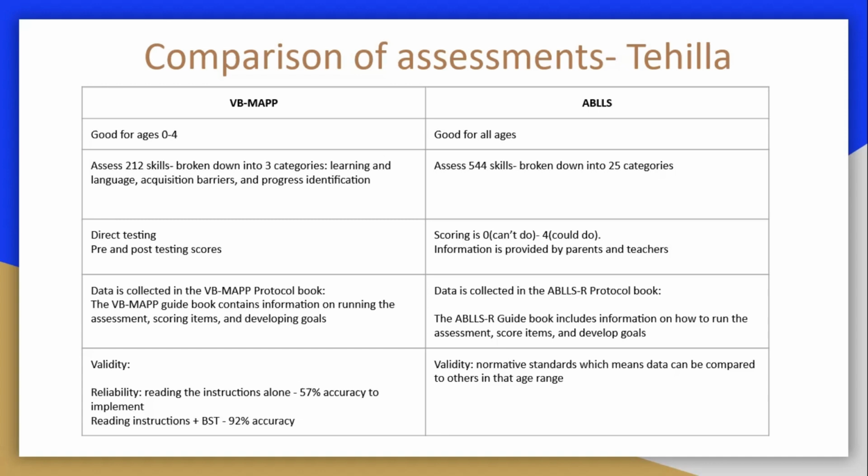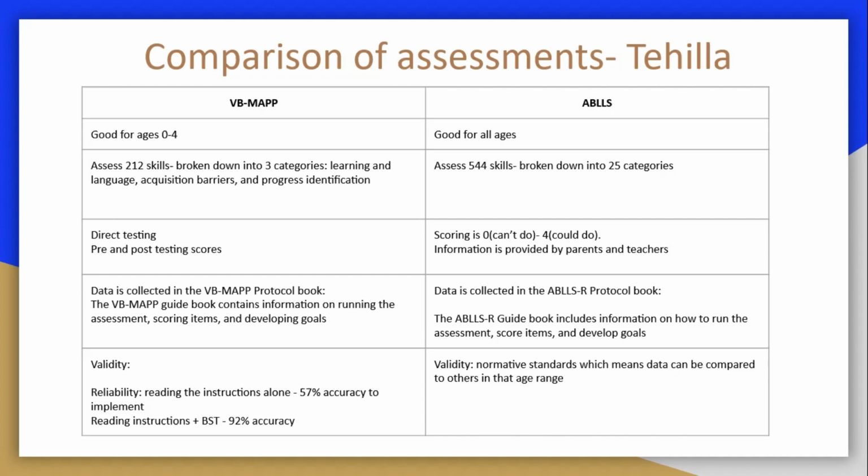For the VB-MAPP, data is collected in the specific VB-MAPP protocol book. The book contains information on how to run the assessment, how to score it, and how to develop those goals. While the ABLLS, the data is collected in the ABLLS protocol book, and the guidebook includes how to run the assessment, score the assessment, and also develop how to increase and develop the goals. So those are pretty similar in that area.